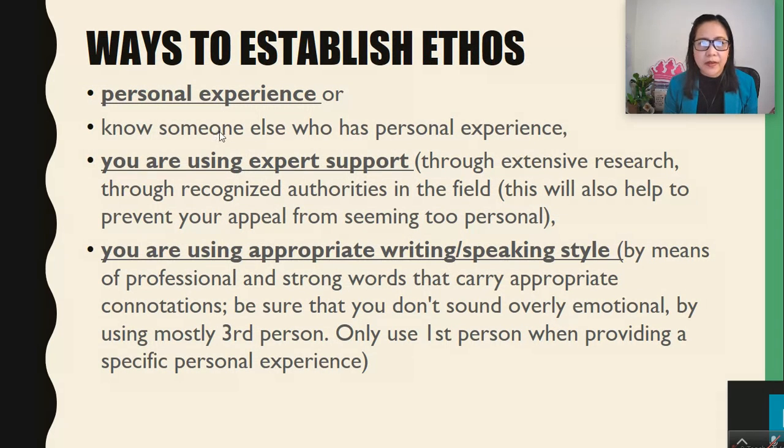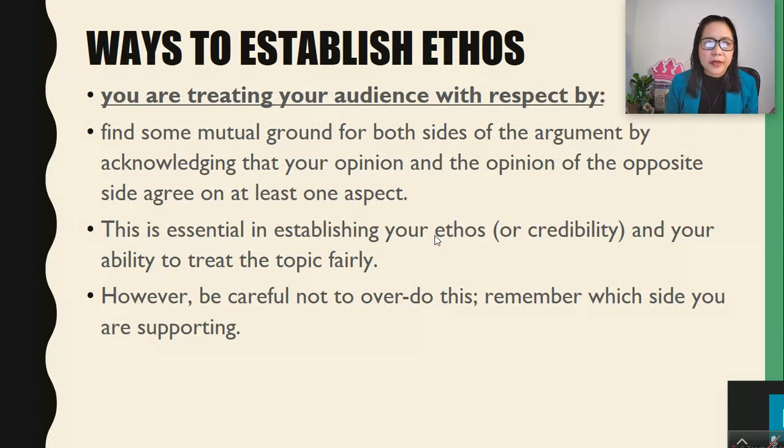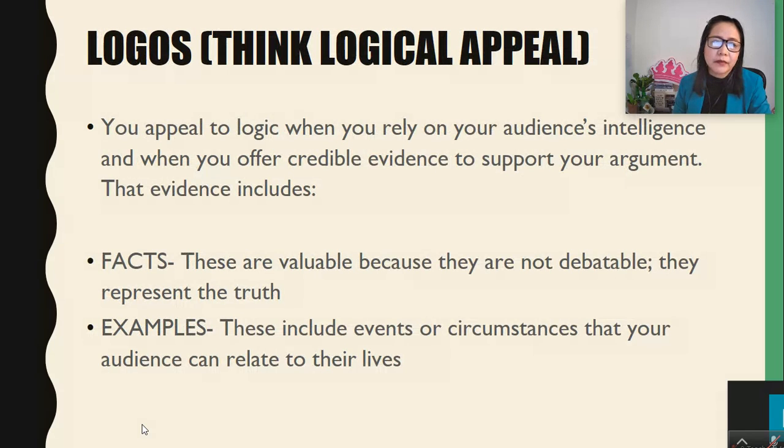These are the different ways to establish ethos: your personal experience, your expert support through studies or research, or using appropriate writing or speaking style. And then another way to establish ethos would be, you should be treating your audience with respect. You are not making them believe in some things, because the audience will actually know if you're just bluffing or not. So find some mutual ground for both sides of the argument by acknowledging that your opinion and the opinion of the opposite side agree on at least one aspect. This is essential in establishing your ethos and your ability to treat the topic fairly. However, be careful not to overdo this because remember, you are going to support your side and not become neutral.